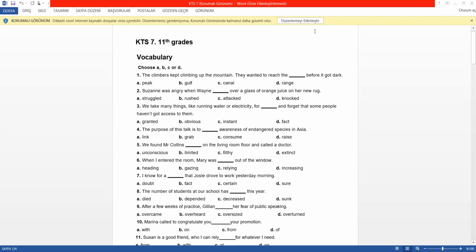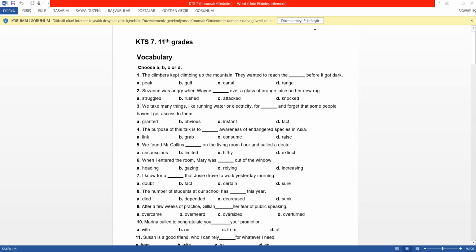For question 5, the appropriate answer is unconscious, because the others are meaningless. For question 6, the appropriate answer is gazing, because there is a phrasal verb to gaze out of the window, gaze out of some place.